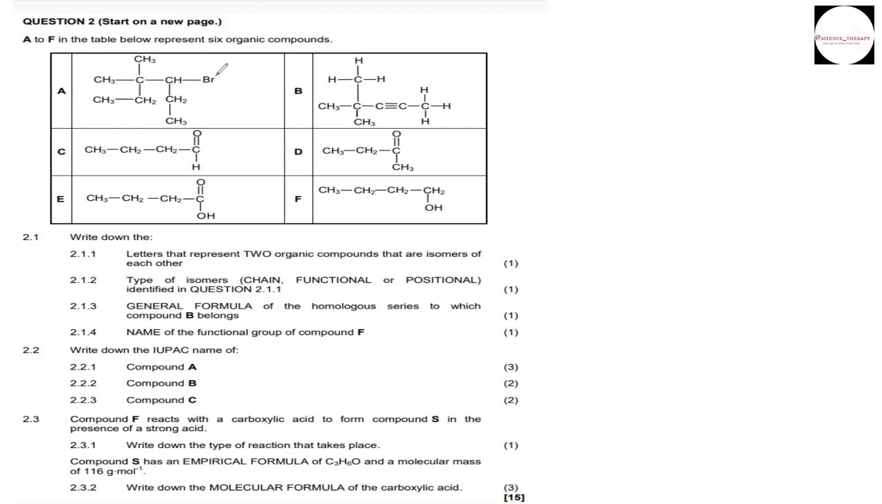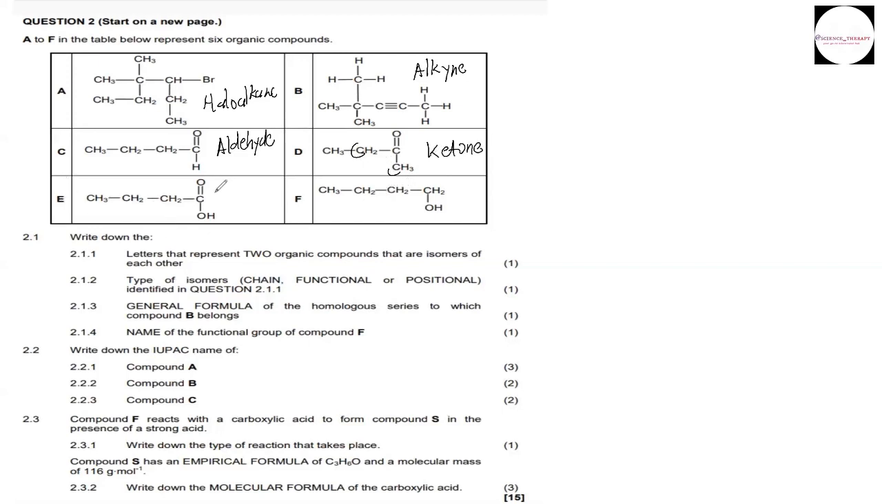Then A, we can see that because of the bromo, this belongs in the haloalkane homologous series. And then B, because of the triple bond, we can see that this belongs in the alkyne homologous series. And then C, because of the double bond oxygen in the first carbon, this is the formyl group, so we know that it belongs in the aldehyde homologous series. And then looking at D, we can see that the double bond oxygen now is in between other carbon atoms, so this makes it a ketone. So that's a carbonyl group.